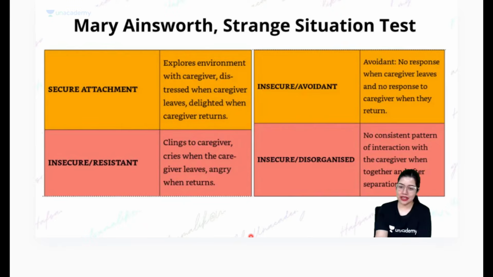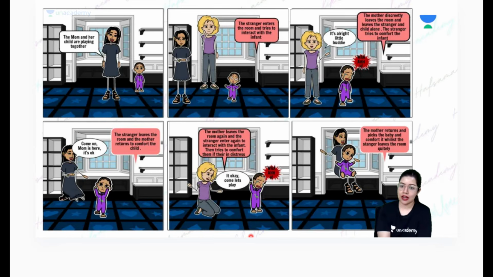Based on this, Mary Ainsworth developed her theory. And this was based on the strange situation test. This is a really, really nice cartoon. I have not made it. I obtained it from the internet. It's called Storyboard or something like that. It's really, really nice. So here we will understand how this experiment was done.